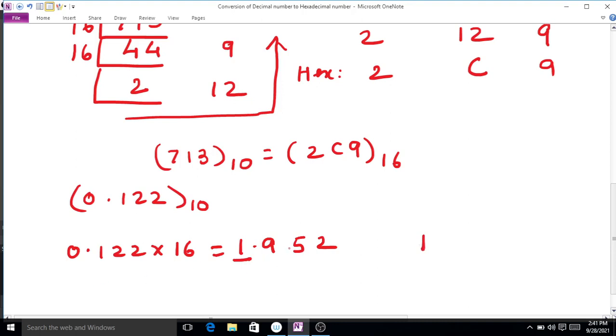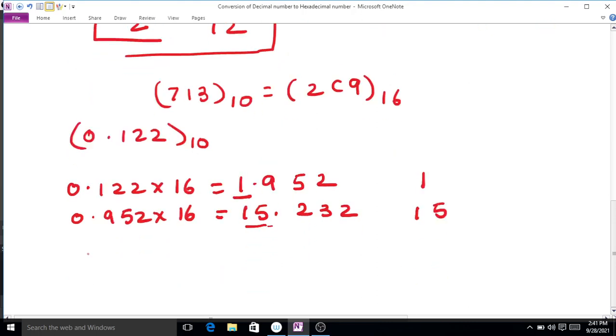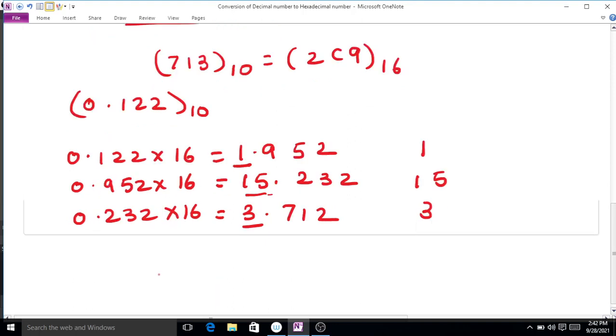Again we will take the fractional part, that is 0.952 multiplied by 16. We will get 15.232. So again we will note down this integer part on our right hand side, that is 15. Then we will take a fractional part, that is 0.232 multiplied by 16. We will get 3.712. So again we will note down this 3 on our right hand side. We can continue this process for up to 3 to 4 digits. So we will get 1, 15 and 3.